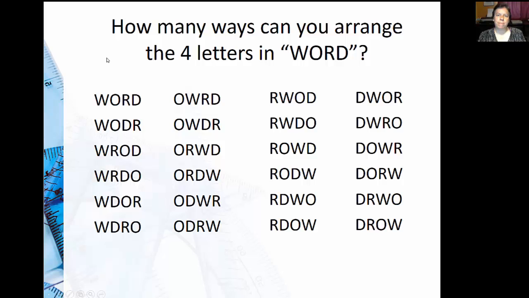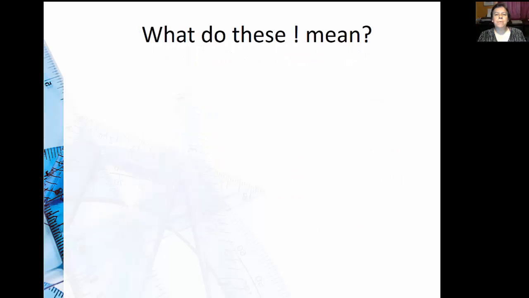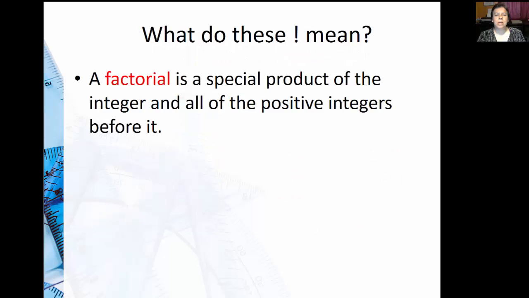Well, in mathematics, we did this so often that we came up with a shortcut symbol for it, which is the exclamation mark, also known as a factorial. It's a special product of the integer and of all the positive integers before it. So in this example, 4 factorial is 4 times 3 times 2 times 1. So 4 exclamation mark is 24. And now you know why my joke was so funny. All right, we can do this with other numbers, not just 4.